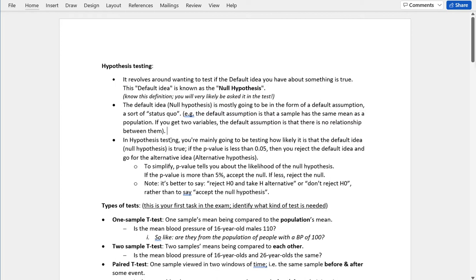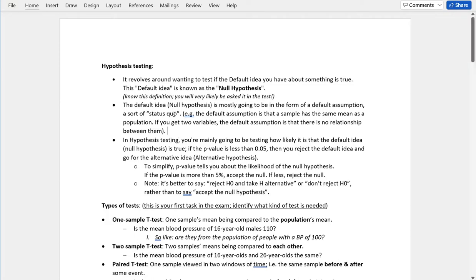So the status quo and the default assumption you have of the males of Czech Republic is that it is 110. Okay, so that's the H0, your null hypothesis, that they are indeed 110, and then you are going to test, okay, is it indeed 110? Is it more likely that it is correct that their average is indeed 110, or is it more likely that it is not that way? Okay, so that's the gist of what we're doing here.